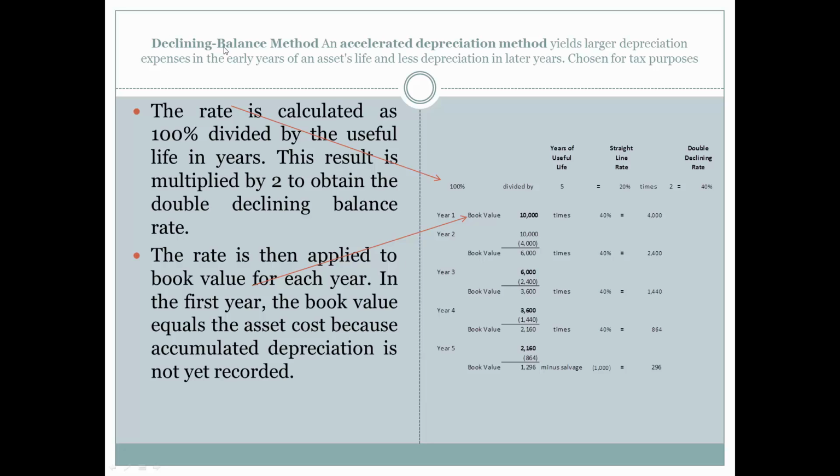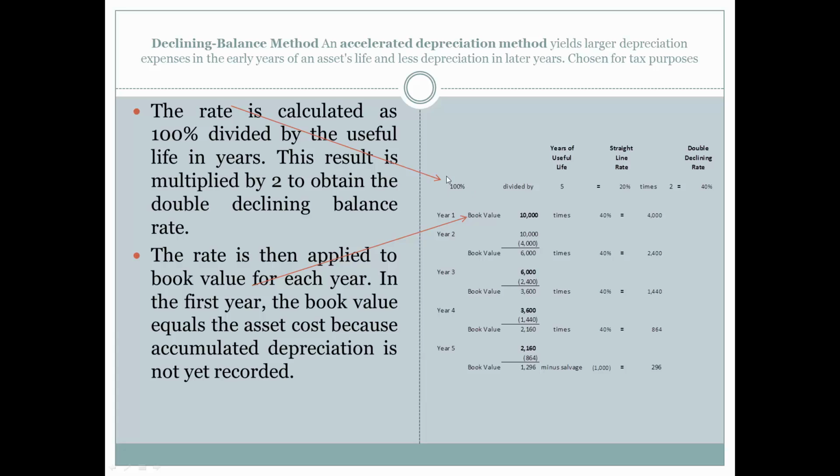Next, let's look at the double declining balance method. This is an accelerated depreciation method which yields larger depreciation expense in the early years of an asset's life and less depreciation in the later years. It's often chosen for tax purposes. So how do we calculate it? The rate is calculated as 100% divided by the useful life in years. This result is multiplied by 2 to obtain the double declining balance rate.